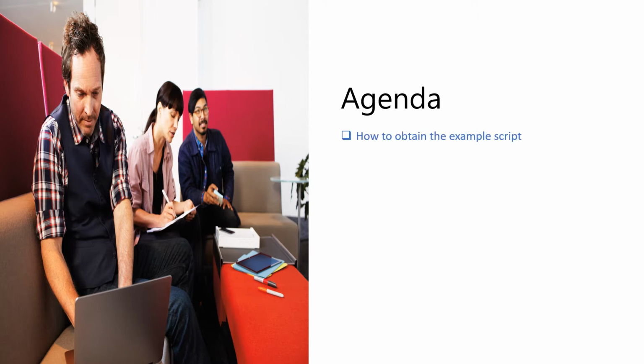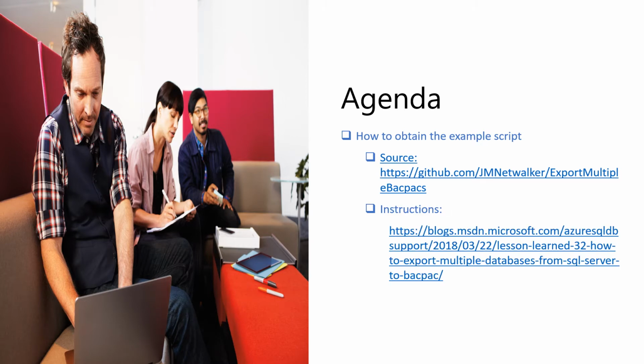So in our agenda, we already have 3 points. First of all, how to obtain the script, which you can find in this location, on GitHub. Another piece of information that you have is the instructions. You can follow these instructions in this blog or article. Second, we are going to explain how to configure the parameters. And finally, we are going to run the script and show you the results.